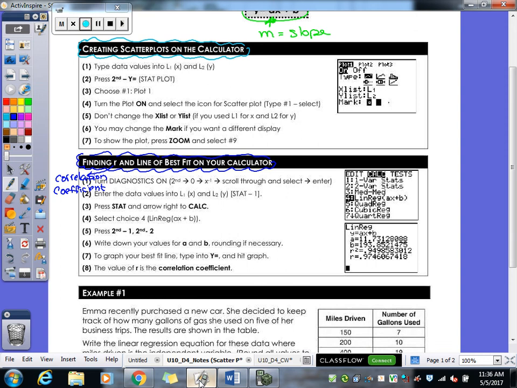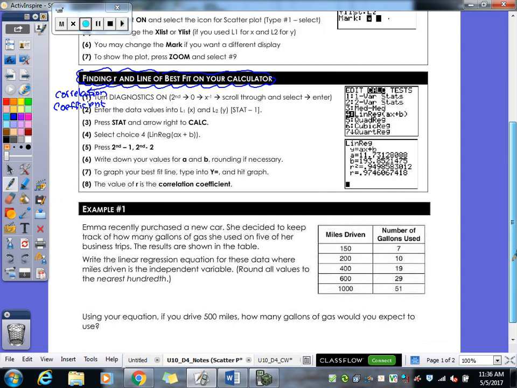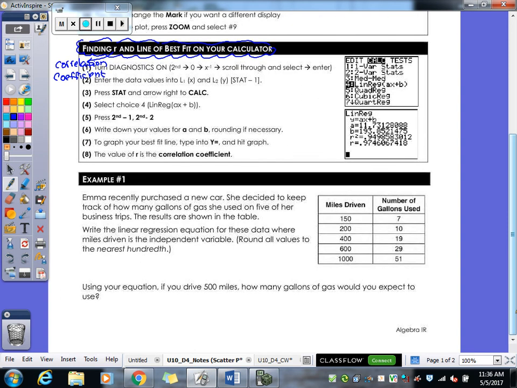So what we need to do next is read through the problem, see what it wants. It says, Emma recently purchased a new car. She decided to keep track of how many gallons of gas she used on 5 of her business trips. The results are shown in the table below. Write the linear regression equation for these data, where miles driven is the independent variable. Round all values to the nearest hundredth.